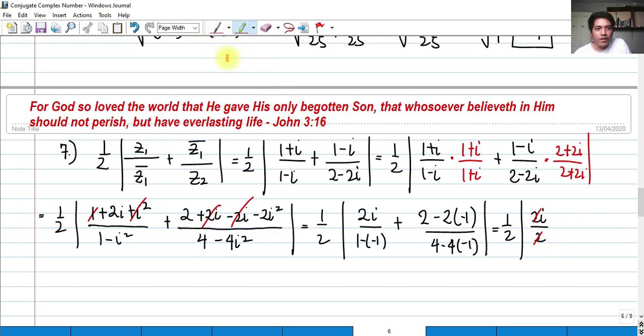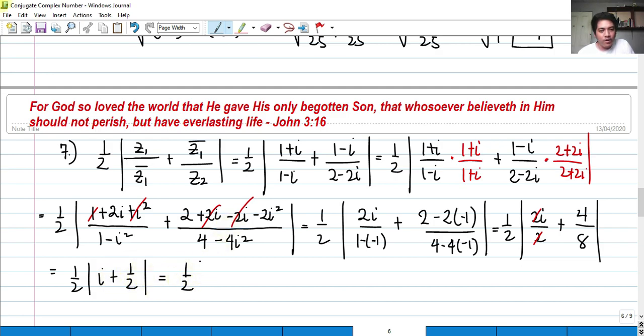So we have an i for the first term. We have negative 2 times negative 1, that's positive 2. So positive 2 times positive 2, that's 4, all over negative 4 times negative 1 is 4. 4 plus 4 is 8. So we have 1 half the modulus of i. We can reduce this into lowest terms, we have 1 half.